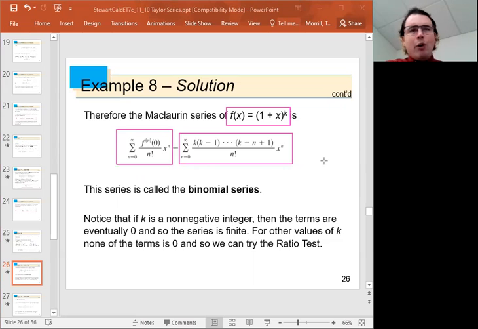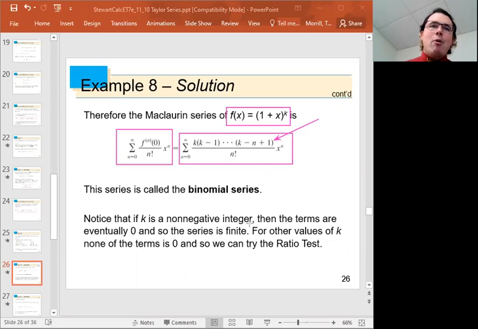So if I did have a whole number for k, well, eventually, this term right here is going to be 0. Eventually, I'll get to n equals k plus 1, and I will have to stop. That means that my series will just be zeros from then on out, and I actually just have a polynomial.